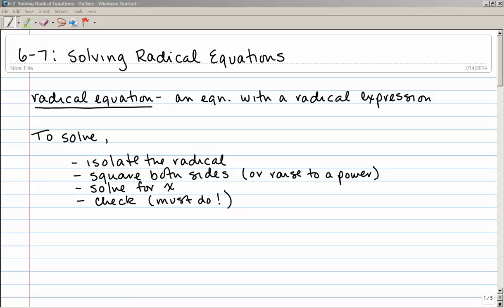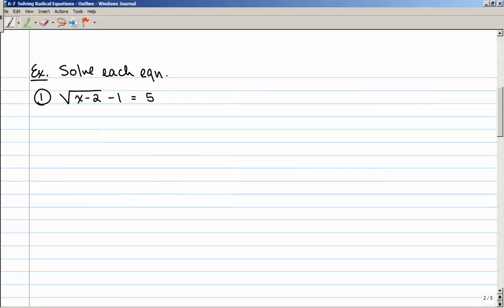You want to isolate the radical, that is, get the square root on one side of the equal sign all by itself. Square both sides, so that'll get rid of a square root. Or if it's not a square root, then you need to raise it to a power. We'll do one example like that. Then you need to solve for x. Just use PEMDAS to solve for x. And then you must check, because sometimes your solution doesn't work. Let's take a look at some examples.